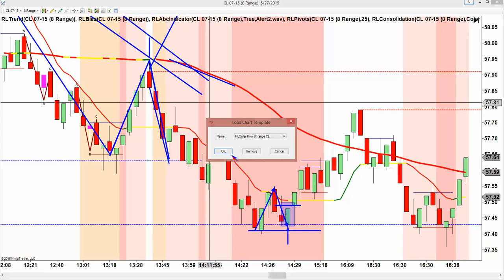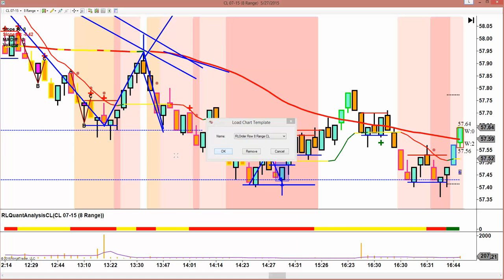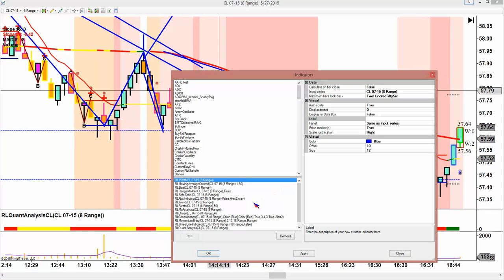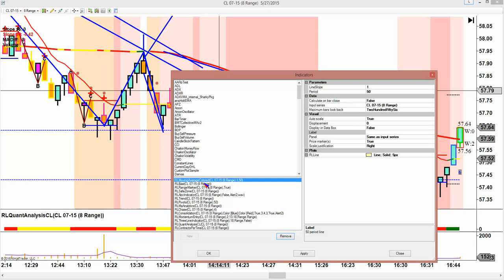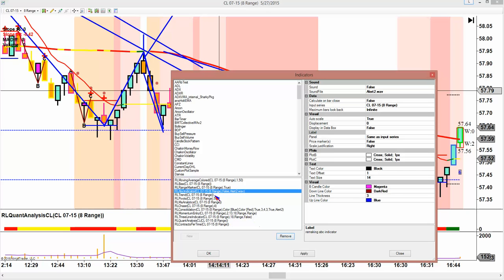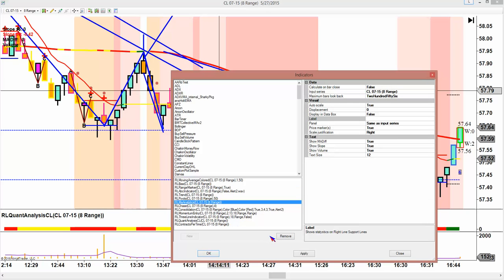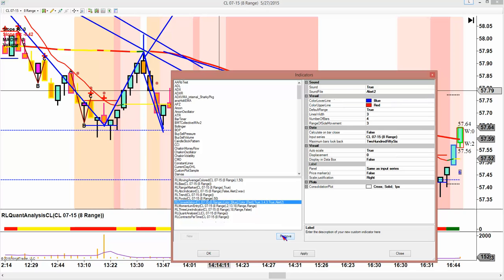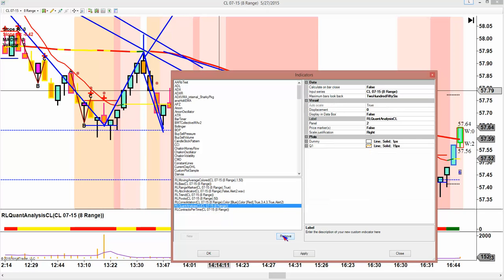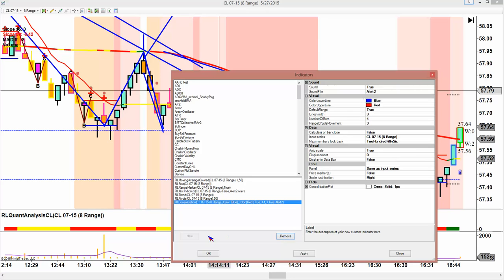Here's my 8-range crude. There's my template. And I'm just going to take out a lot of stuff here. The bias we want to keep in. ABC we want to keep in. The trend, the pivots. Take out the chase. Momentum. 3-line. Quants. Just for now.